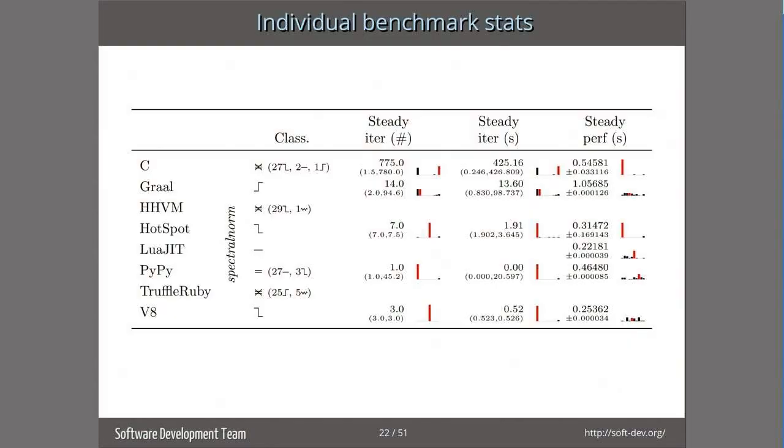What we've got here is the Spectral Norm benchmark with the various VMs. Let me interpret some of these rows for you. So I'll take HotSpot to begin with. This squiggle means all 30 process executions warmed up. Good. Steady iter number is what iteration number was the steady state reached. Iteration 7. There are interquartile ranges below, but we'll ignore those.